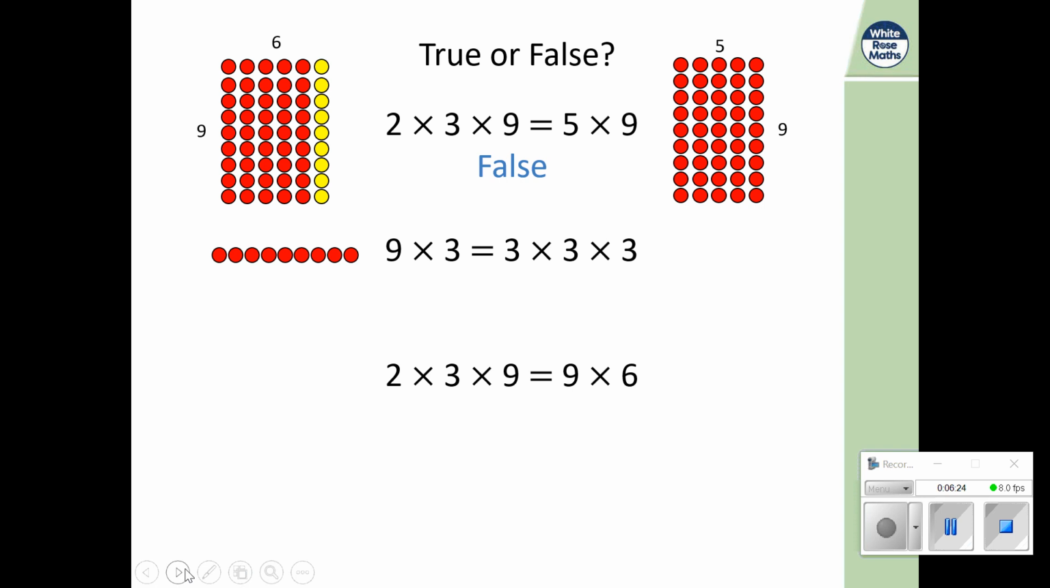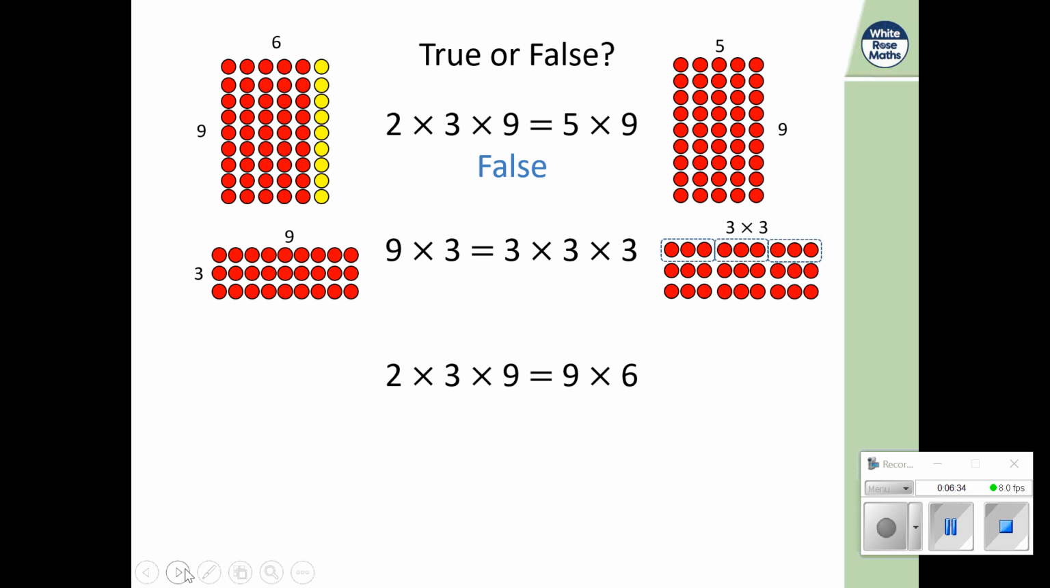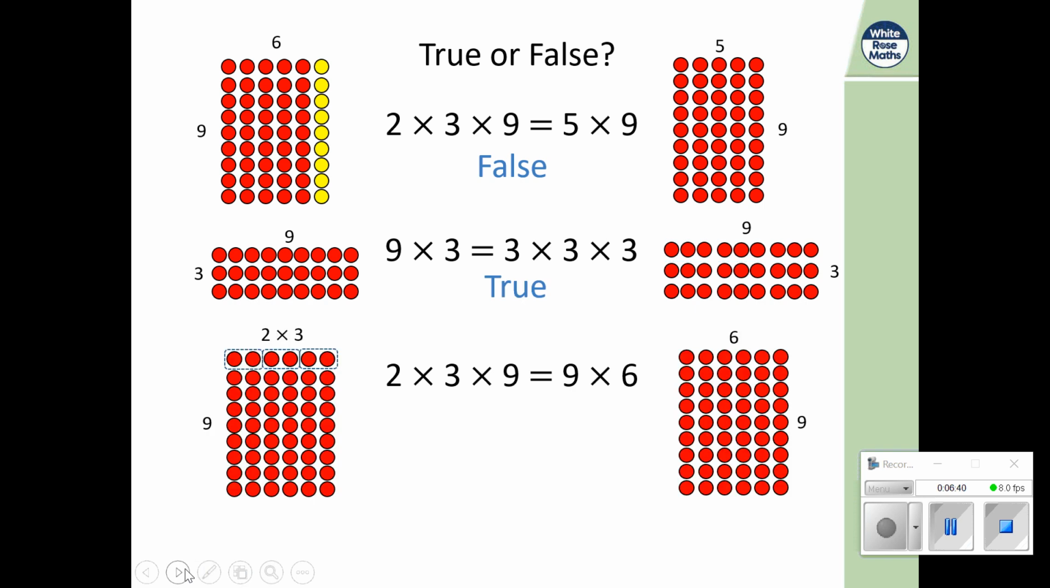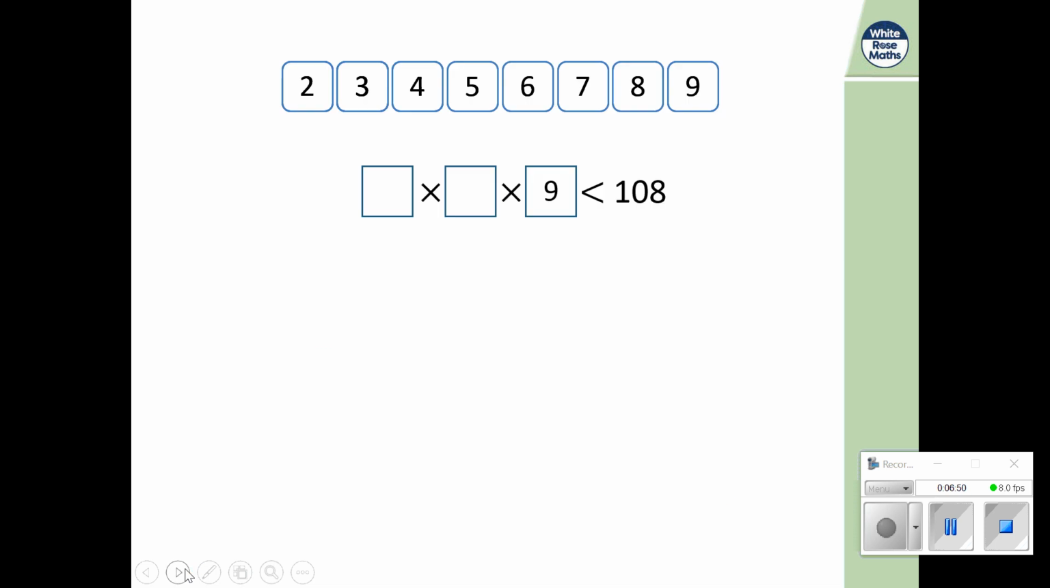It's all about the next one. Here's another array for 9 times 3. So we want 3 groups of 9. And here's another array for 3 times 3 times 3. And look, they're the same. So it's true. Last one. You've got your 2 arrays there. Is that one true or is that one false? Well, 2 times 3 is the same as 6. So it's also true. Brilliant.